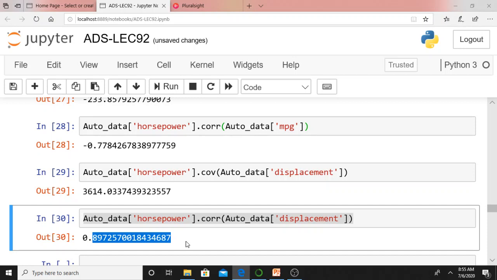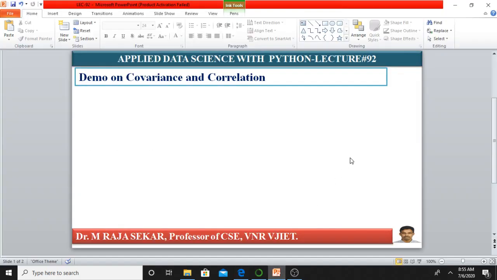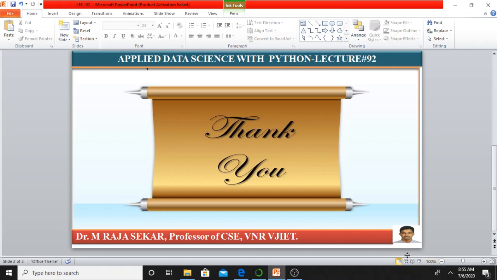If you want to view the covariance between all pairs of variables that exist in your data, you need a matrix known as the covariance matrix. What is that covariance matrix? I will discuss it in my next lecture, lecture number 93.